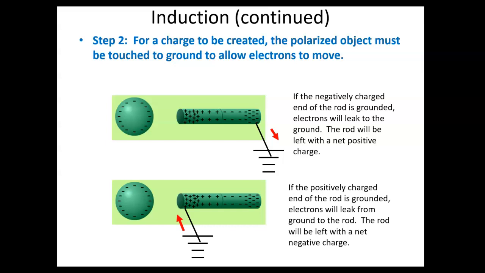But we could also do something like in the bottom picture. Here, while the metal rod is polarized, the ground could be touched to the positive end of the rod, and that would cause electrons to flow from the Earth into the rod. So now the rod overall is gaining electrons, and so the rod will be left with a net negative charge.